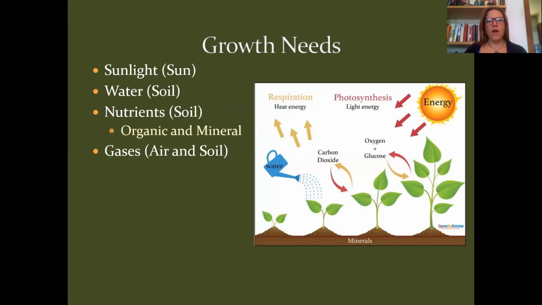In order for trees to grow, some growth basics that are probably not a surprise to any of you are that trees all need sunlight, this visible light spectrum energy that comes from the sun. They also need water, which they primarily absorb from the soil. They also need nutrients, which they primarily absorb from the soil, so both organic and mineral nutrients. And then they also need different kinds of gases like CO2 for photosynthesis and oxygen for respiration. They absorb those either from the air into their leaves, or from the soil into their roots. So you can see soil is a very important pathway through which plants get materials, and we're going to talk about soil in a few weeks.